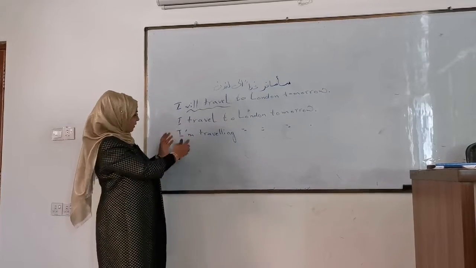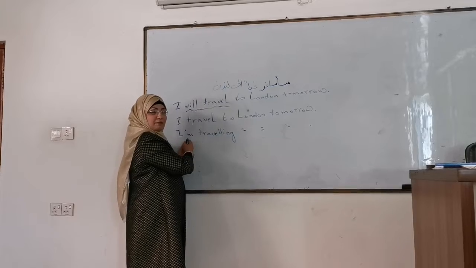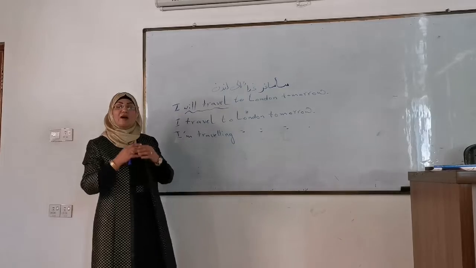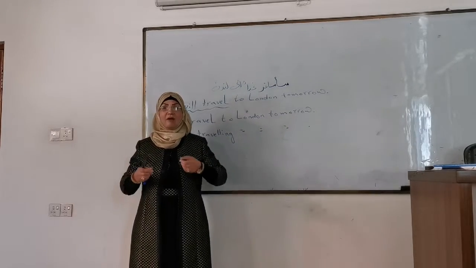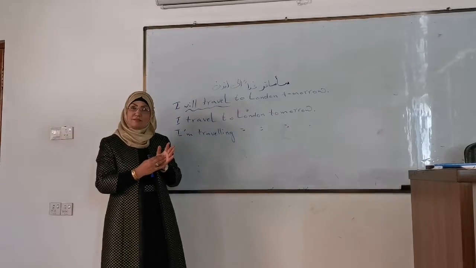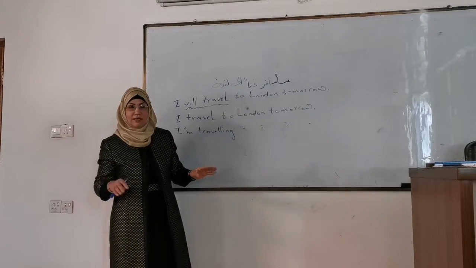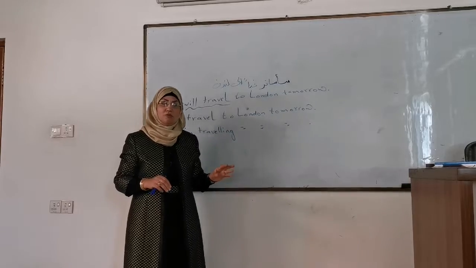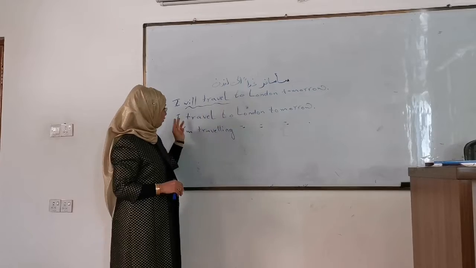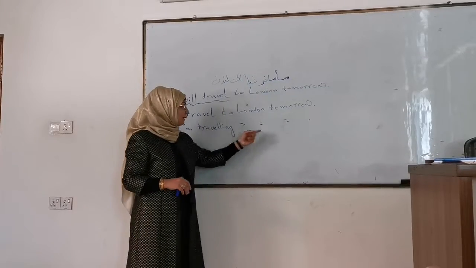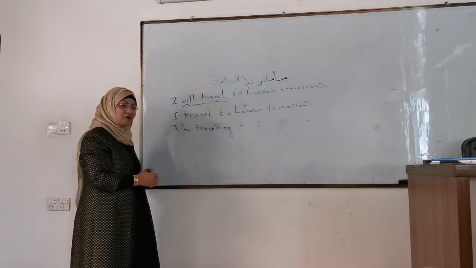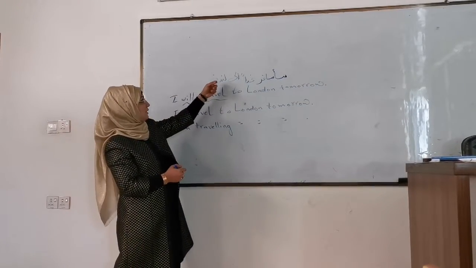Sometimes when I use the present continuous to indicate future, it means what? It means I have my plan, okay? I have decided to travel, okay? For example, I have bought my tickets, so everything is settled. Definitely, I'm going to travel. So instead of I will travel or I travel, I say I'm traveling to London tomorrow.